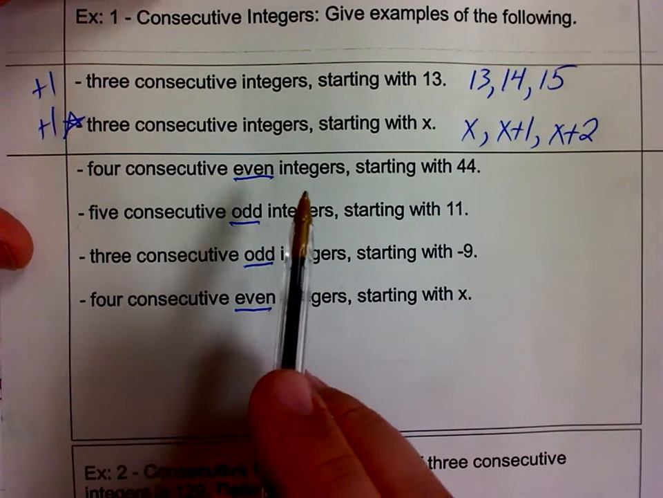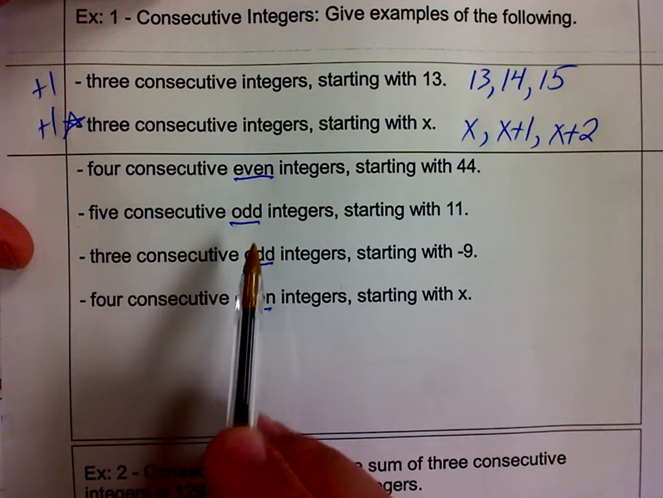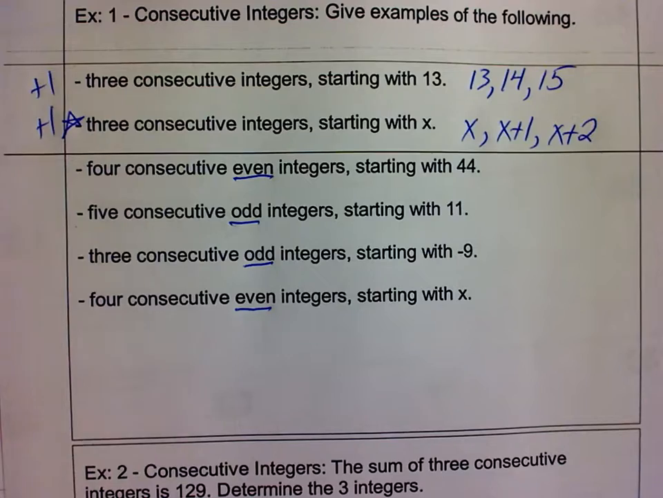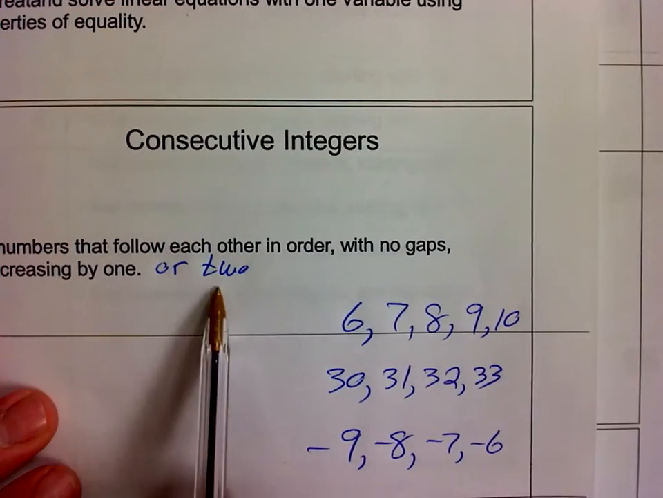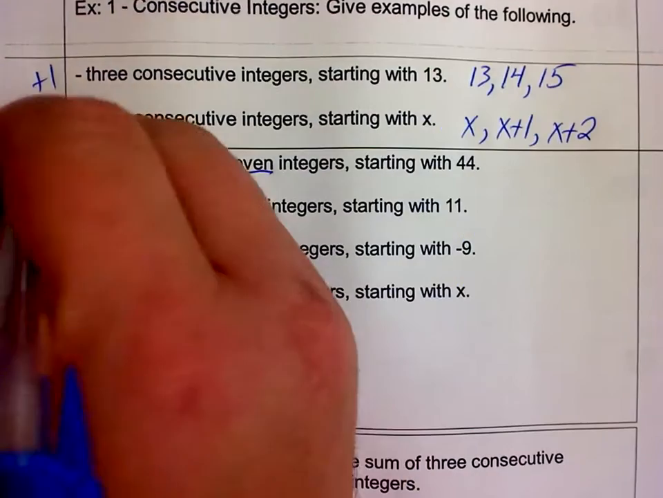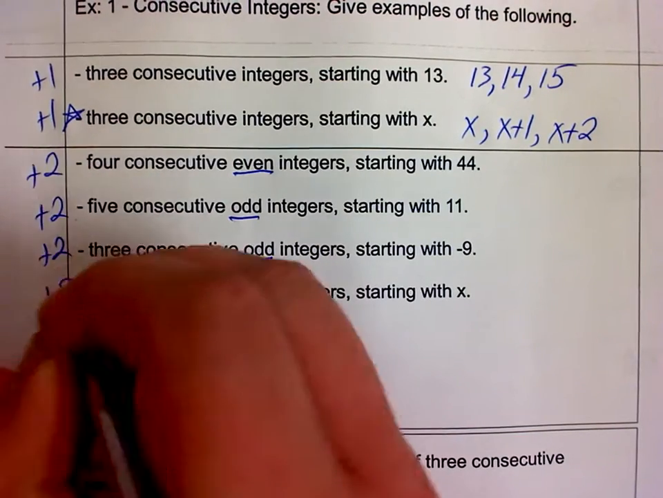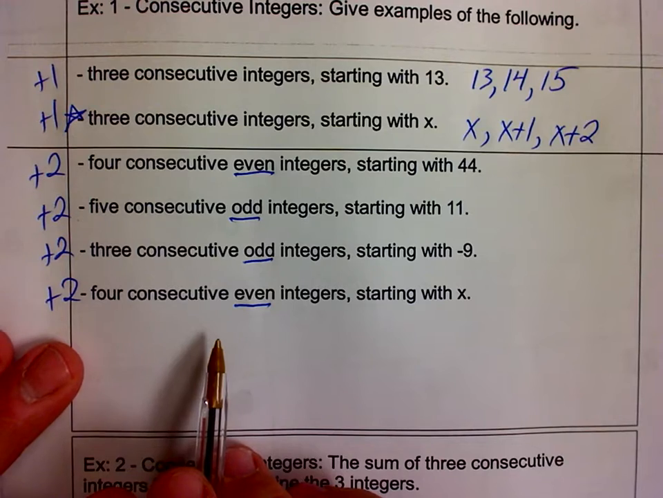Anytime we're looking for consecutive integers and we're mainly looking at even or odd consecutive integers, we are no longer going to be adding 1, but if we reference back to what I talked about here, we are instead going to be adding 2 each time. Okay? We're going to be adding 2 each time.